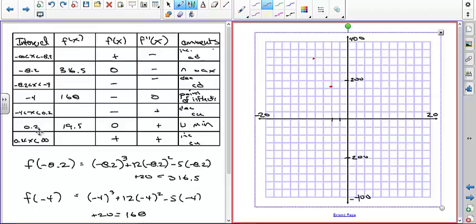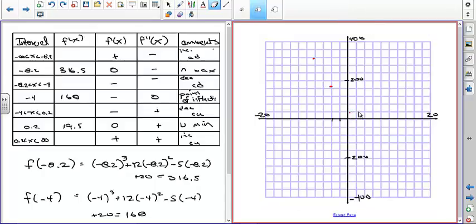And the final one is 0.2, 19.5. So 0.2 is really close. 19.5, that's 20, right? No, it's not 20. That's 40. 40, 60, 40, 80. Yeah, okay. So let me go down a little bit. 0.2, 19.5. That's about right there. Okay, so we have those 3 points.